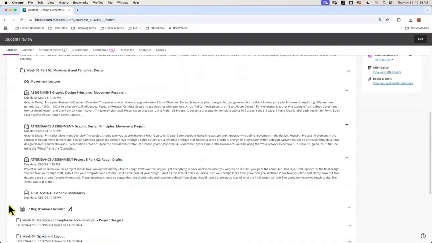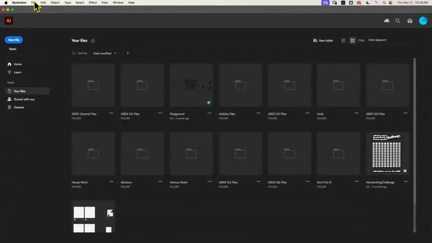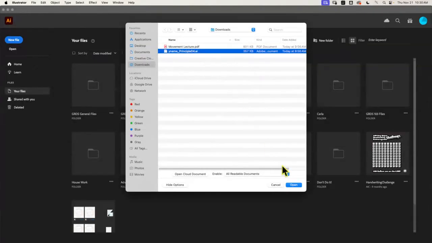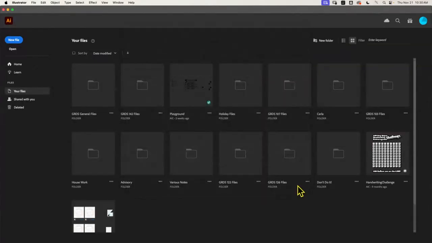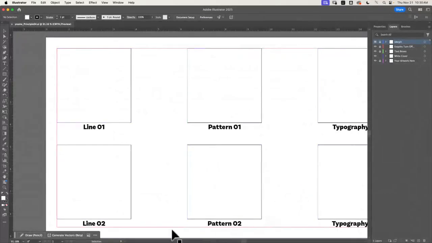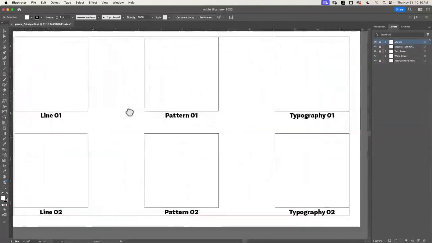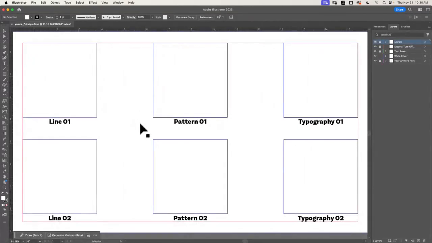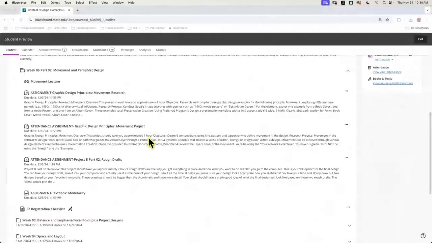Movement project. Oh, good, I have it open. Oh, I don't have it. Okay, this is not the one. Never mind what I said way earlier in the classroom. I misspoke about what we're doing. Movement. I want you to do 2 compositions that incorporate line. Let's just double check this.